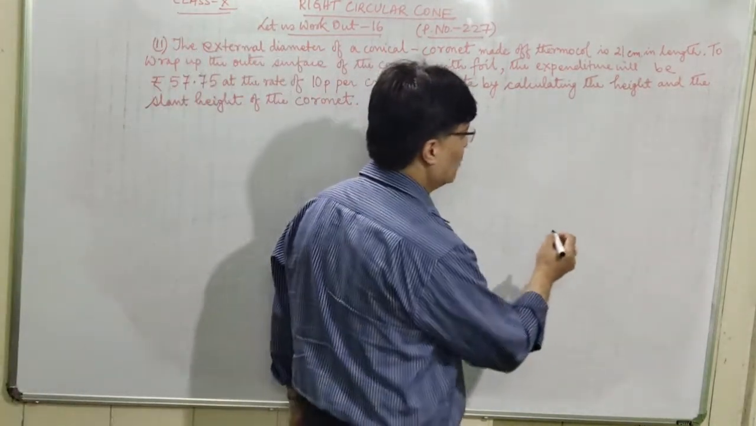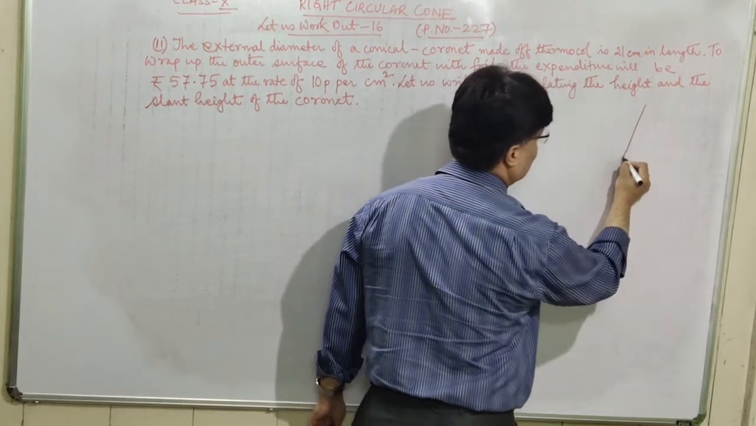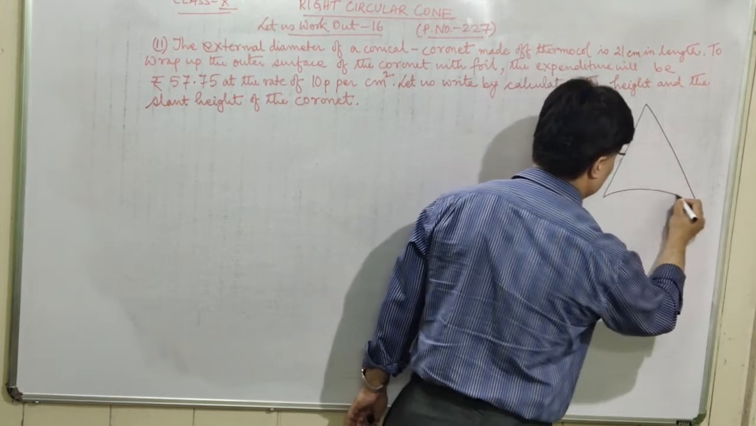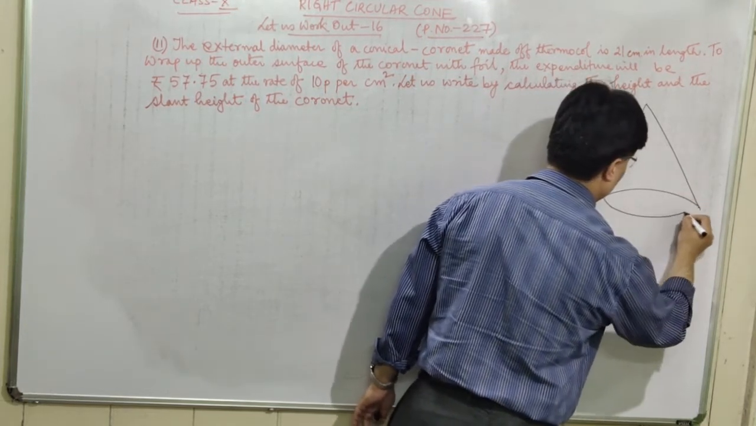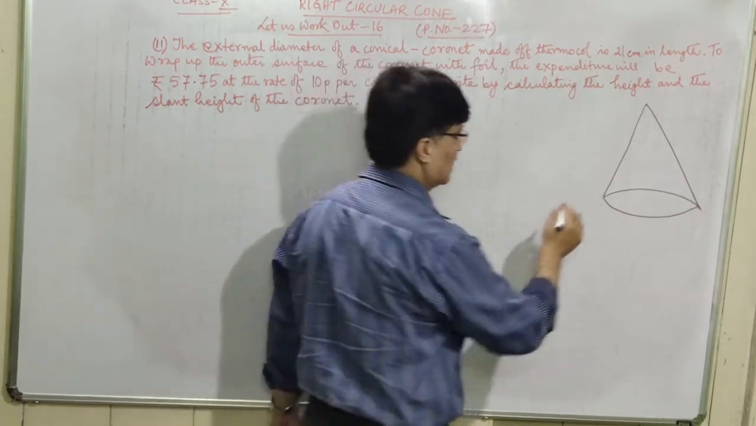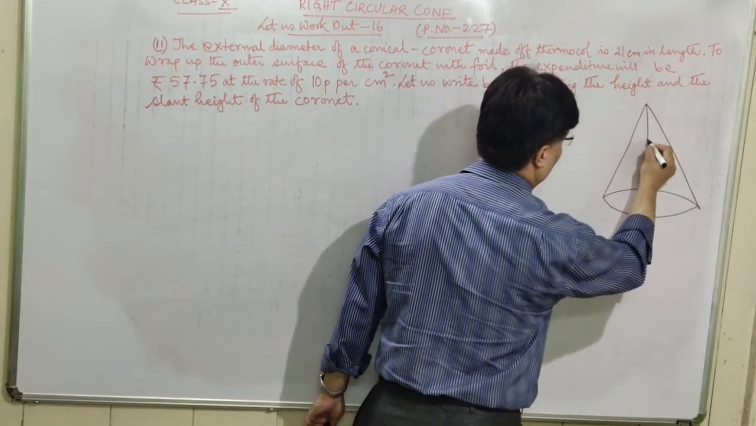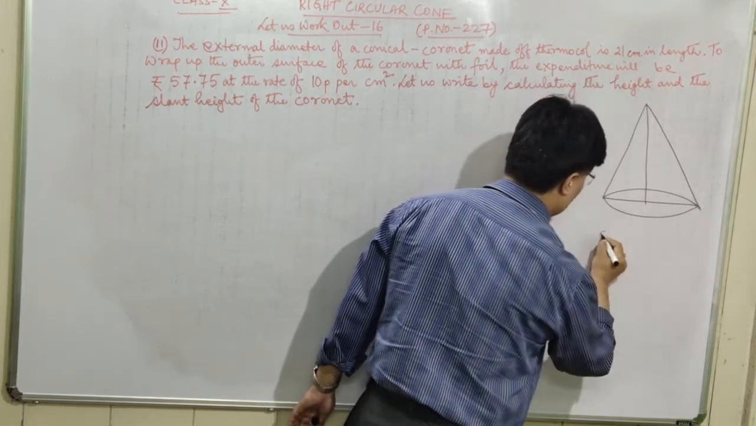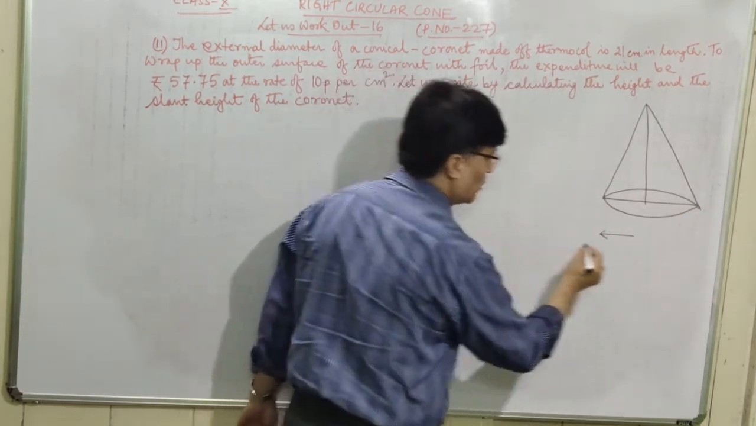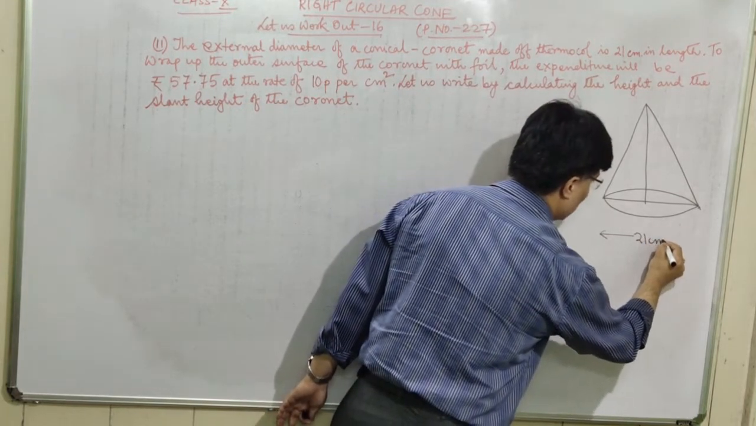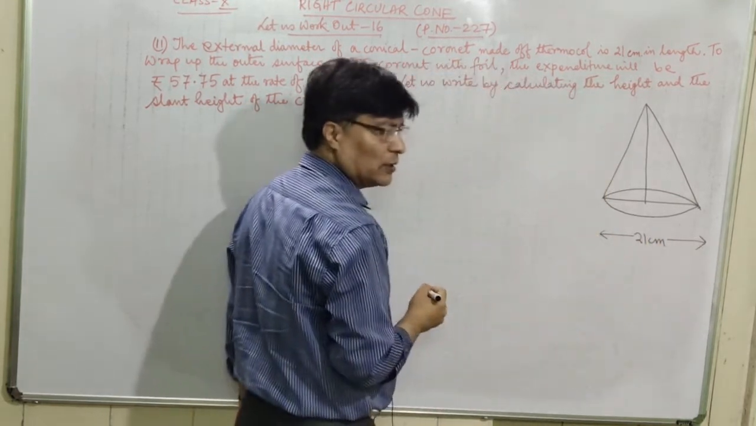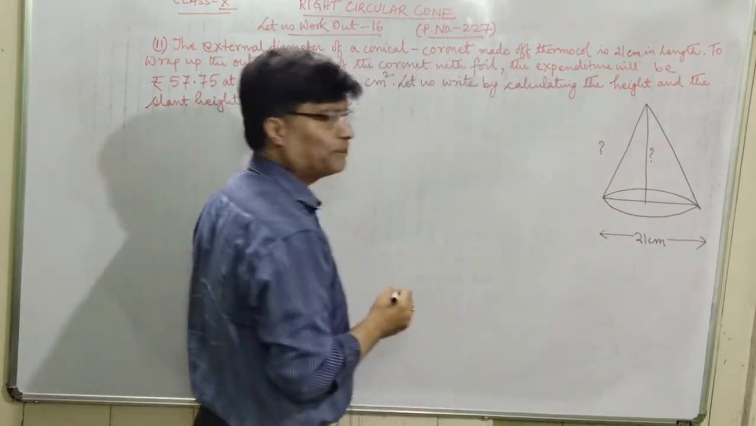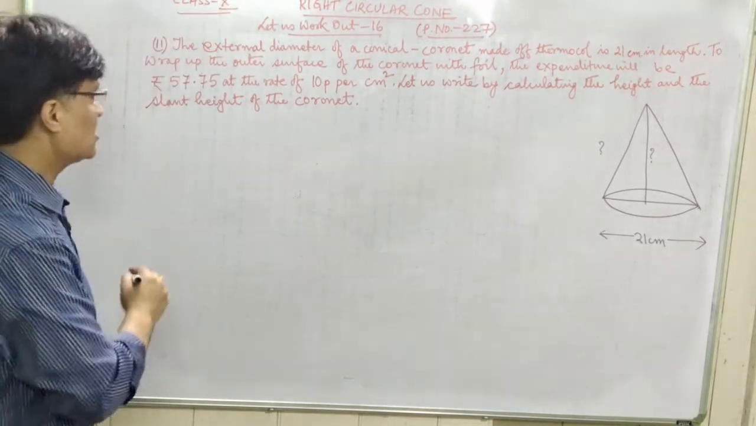So let us draw the figure now. Let us draw the conical shaped coronet. So this is the conical shaped coronet, right? Its external diameter is given. What is this external diameter given? It is 21 centimeter. So you have to find out its height and the slant height. Is that clear? So let us do this solution now.